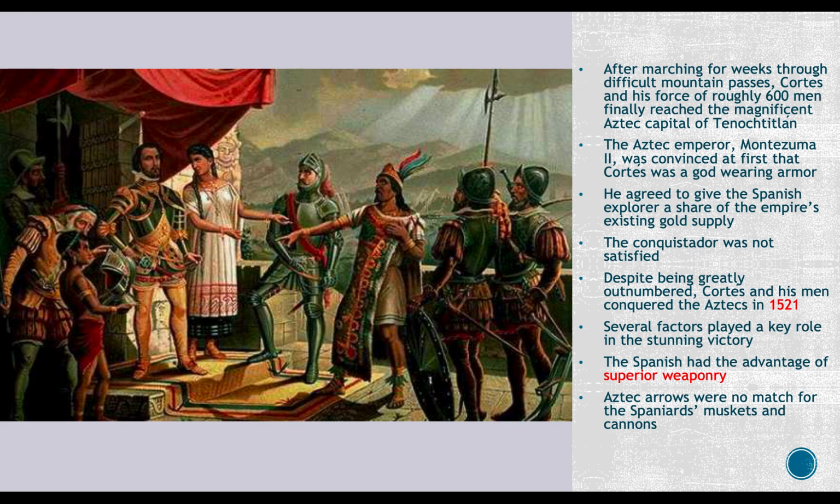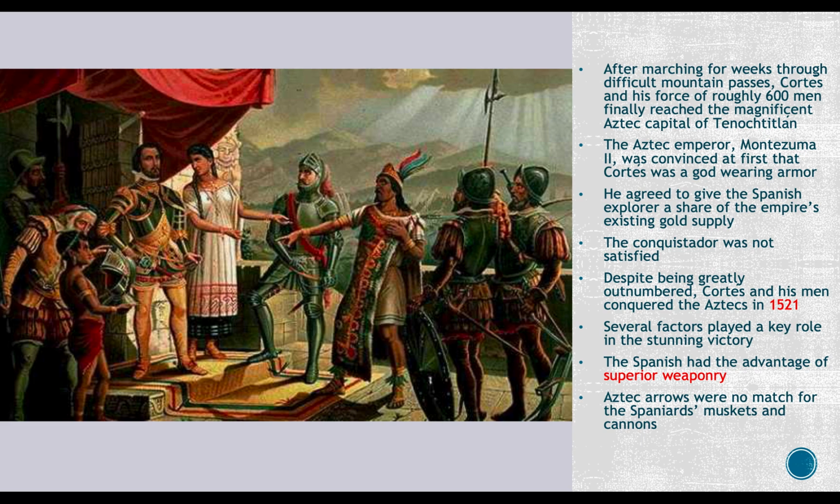The Aztec Emperor Montezuma II was convinced at first that Cortez was a god wearing armor. He agreed to give the Spanish explorer a share of the empire's existing gold. So this guy's just going to give up all of his gold because he thought Cortez was a god because he was dressed in all this fine armor. But Cortez wasn't satisfied.